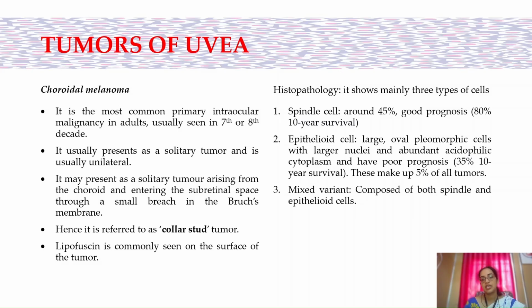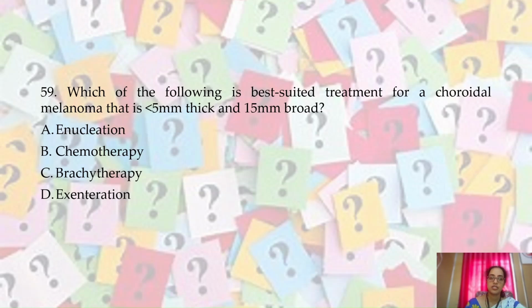Histopathology can be of three types: spindle cell, epithelial cell, and mixed variant. Spindle cell has a good prognosis. So what is the treatment? Which of the following is best suited for the treatment of a choroidal melanoma that is less than 5 mm thick and less than 5 mm broad? Depending on the size of the melanoma, we can have different treatment options. Earlier we had only enucleation as a treatment option, but now we have a lot of options.